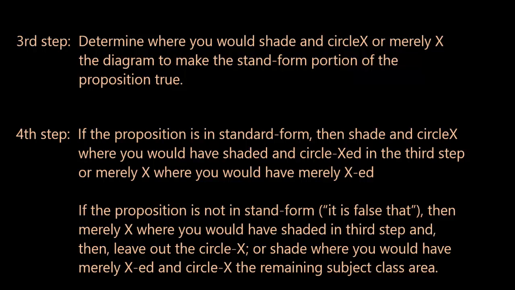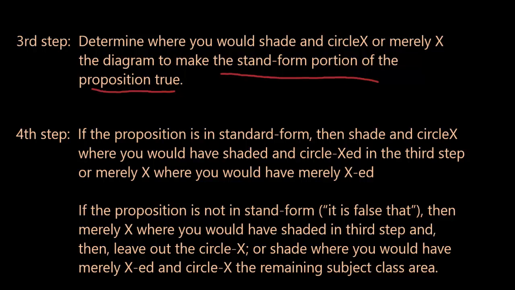For the third step, determine where you would shade and circle X, or merely X, the diagram to make the standard form portion of the proposition true. So I'm not yet telling you to shade and circle X or merely X the diagram. What I'm saying is figure out where you would for the part of the proposition that's in standard form. So what do I mean by that?